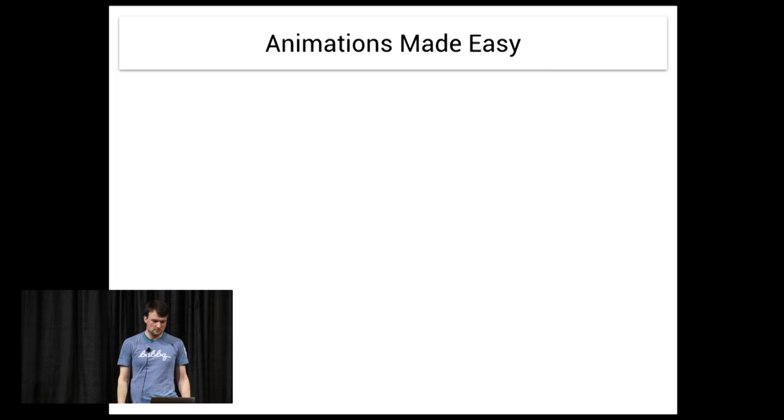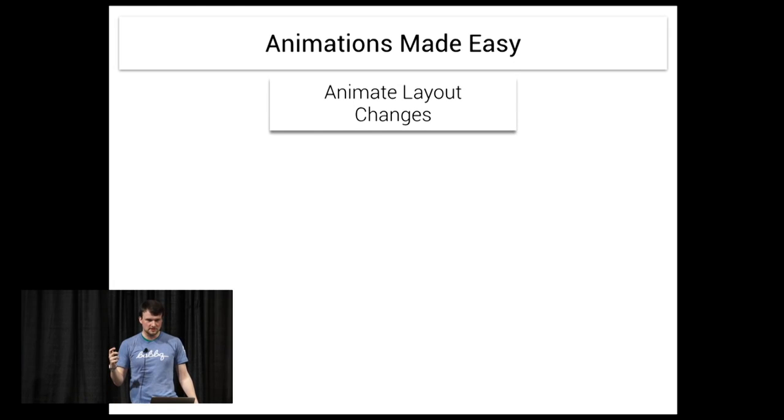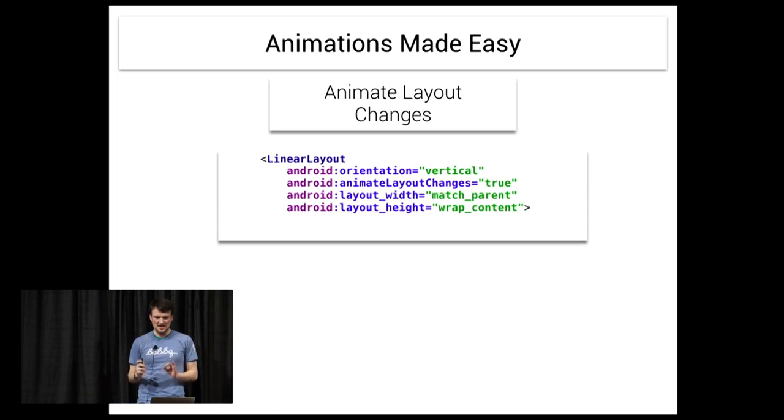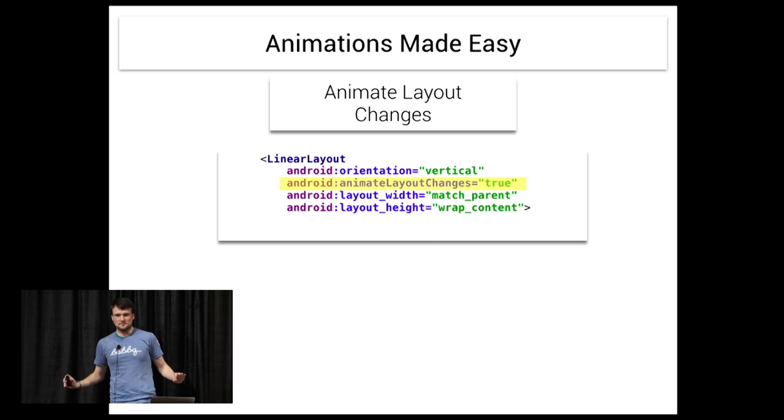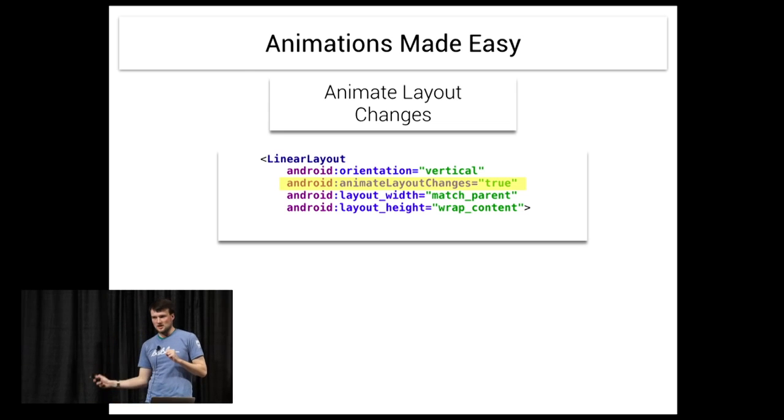Cool. So let's make this stuff easy. If you learn nothing from this talk, if you go home, forget everything, the one thing that I want you to remember from this talk is this one line of code right here. animateLayoutChanges equals true. This code is magic as far as I'm concerned. Google has literally taken 99% of the animation work and done it for you with this one line.